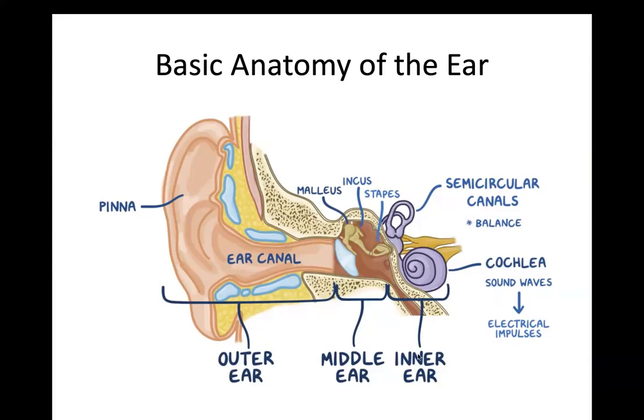And you can see you also have the eustachian tube here. This is important because it's connected to your nasopharynx. It's like a tunnel from your nasopharynx to your middle ear cavity.